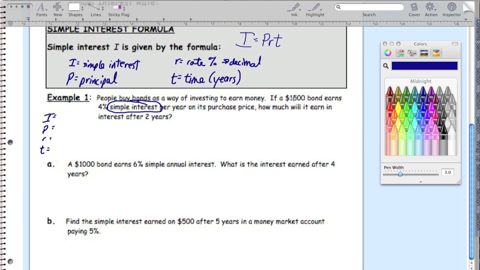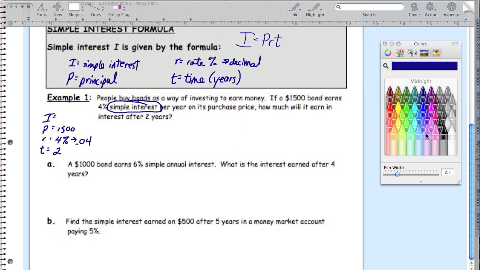It says here a $1,500 bond earns 4%. So we're initially putting in $1,500, so that's our principal amount, $1,500. 4% is a simple interest, so 4% is our rate, and we want to turn that into a decimal, so 0.04. Then it tells us we want to know how much it will earn in interest after 2 years. So our time is 2 years. We don't know what I is, so that's what we're going to have to solve for.